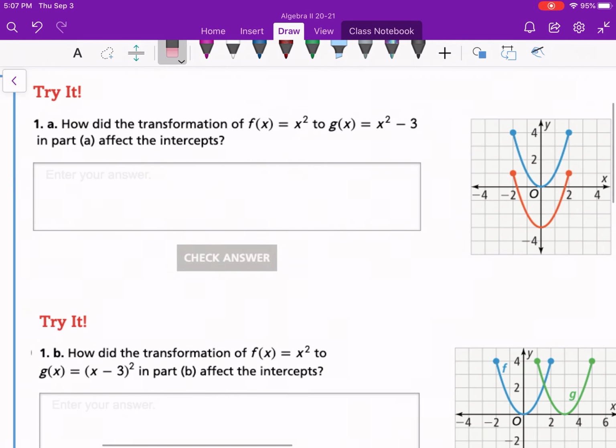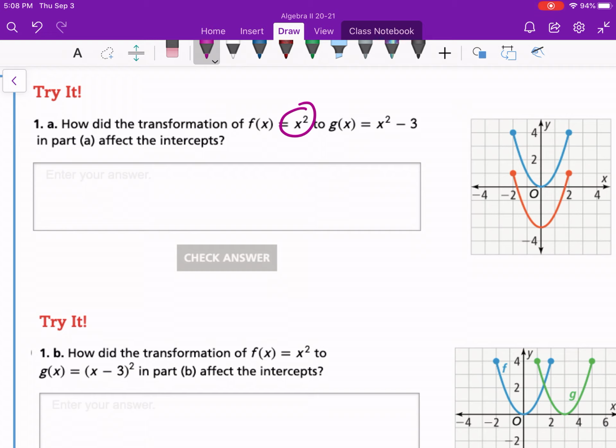Our first question says, how did the transformation of f of x equals x squared, that's our original parent graph, the blue line right here, now I've made it pink, go from that to x squared minus 3, which is the orange one? This one's probably really easy just to look at. How does the blue function go to the orange function?